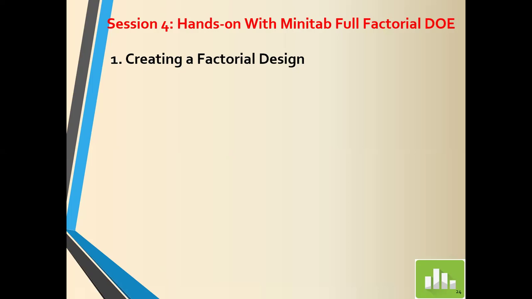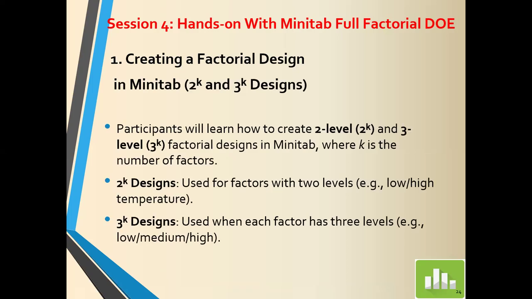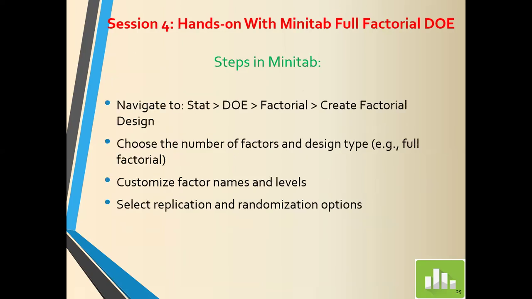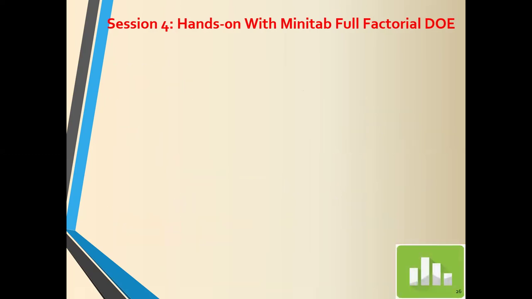And then it says create a factorial. We have 3D, we have 2D. What we are doing is 2D. The K there is just to represent the number of factors. So if you want to do 3D, that means there will be medium. But for 2D, it's just low and high. Is that clear? So that's what we want to do. And these are the steps that I'm taking you through. You click start, DOE, factorial, and you create the factorial. And we choose the number of factors, the type, and we replicate the options. So that's what we want to do now.